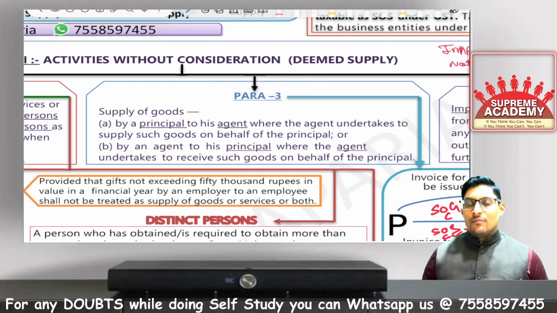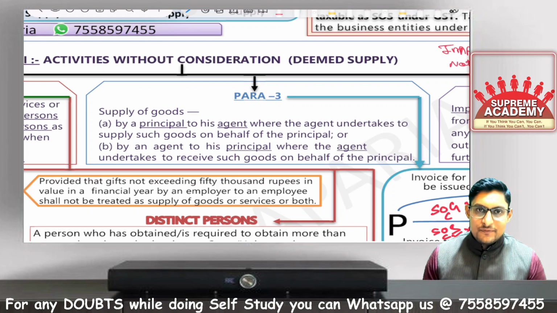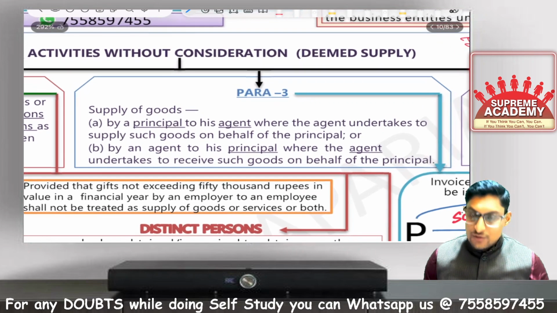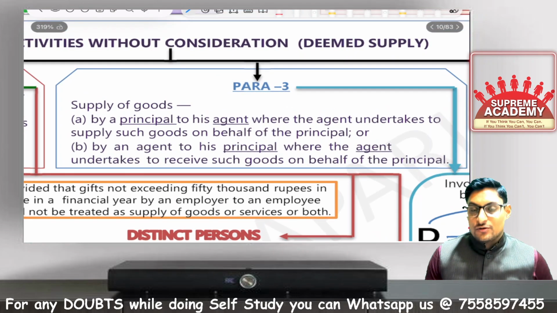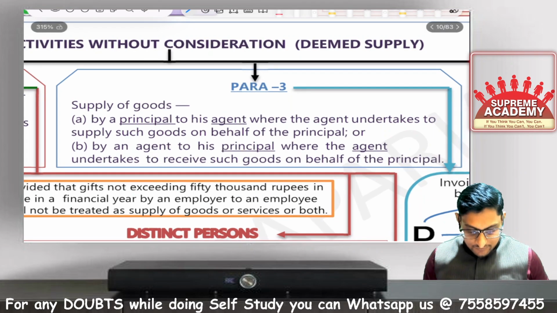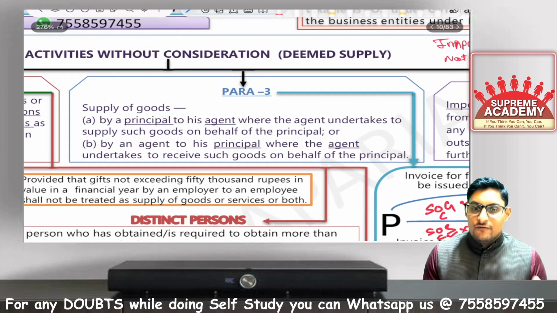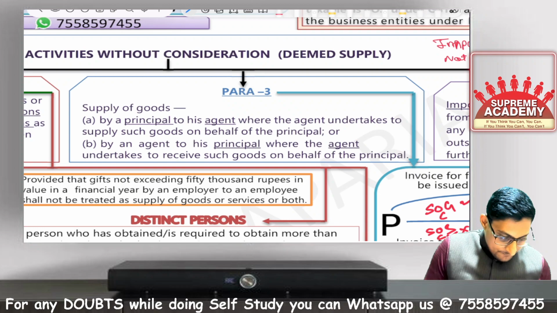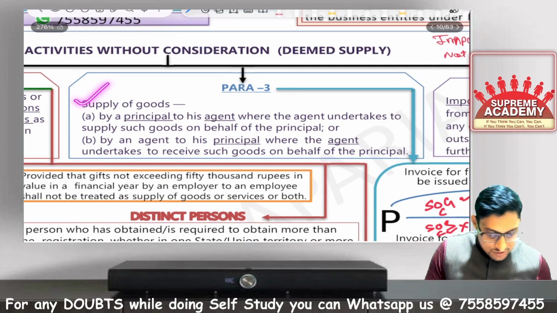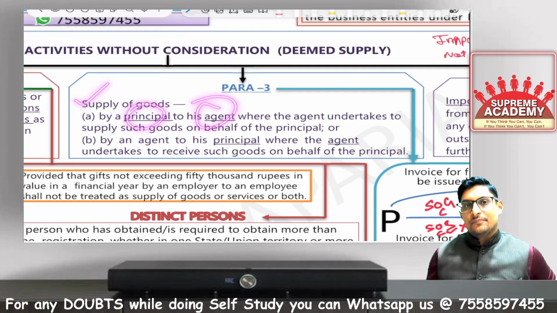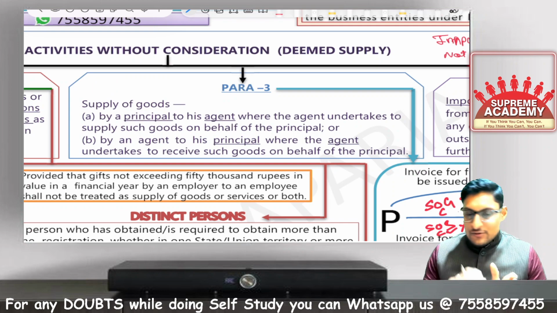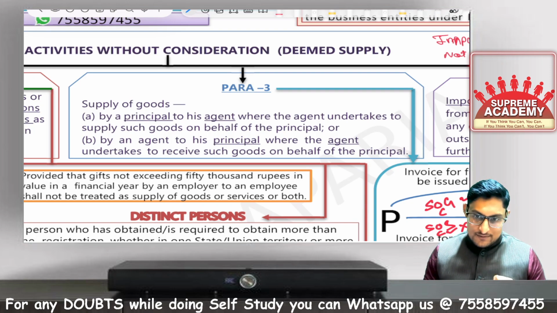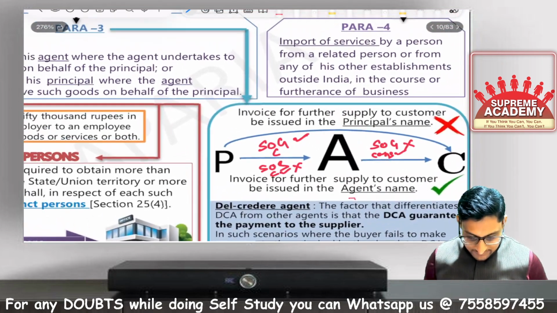Most of the students get confused with this para. Let us try to resolve your confusion, so that you will not get confused after seeing this concept. Para 3: supply of goods by a principal to his agent or by an agent to his principal. Now let us see this example.